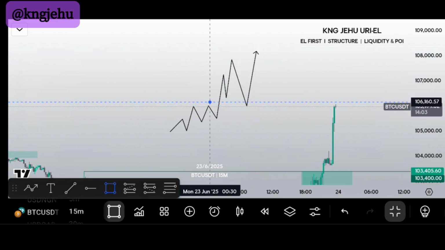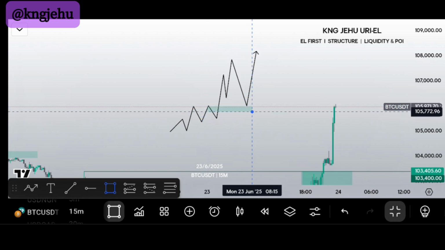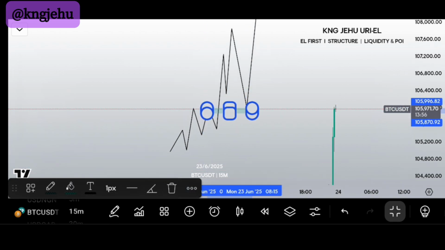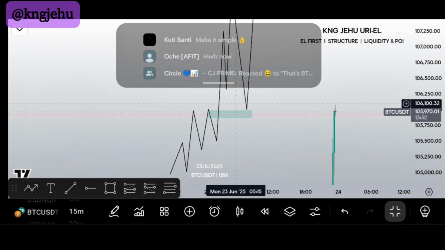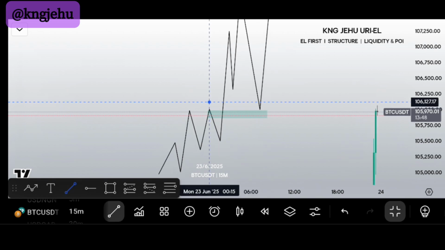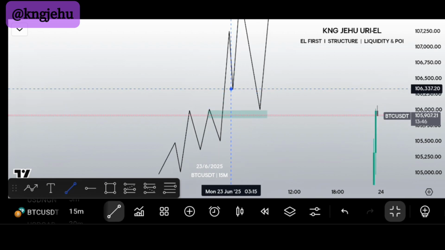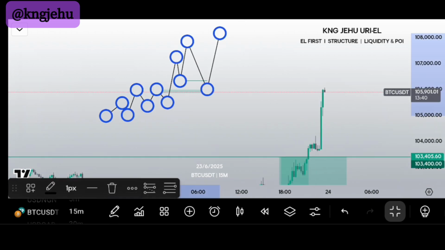So this was our breaker block, right? If you trade price action, you might call it a resistance zone, and then call this a support. Then this is my liquidity. Exactly. So this was what price did. Now let me delete that.